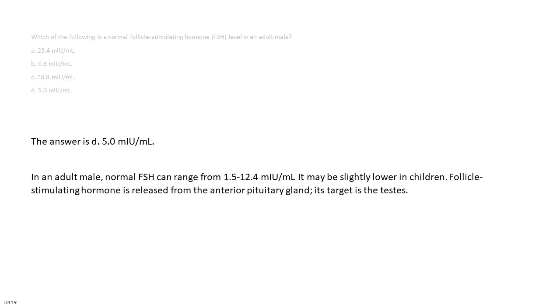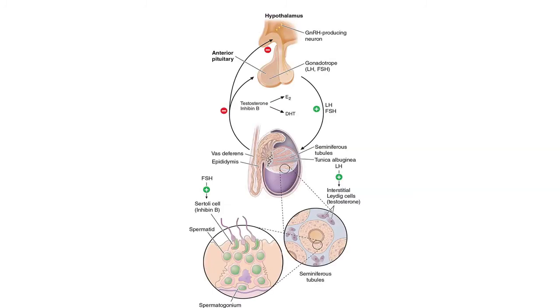The answer is D. 5.0 mA per milliliter. In an adult male, normal FSH can range from 1.5 to 12.4 mA per milliliter. It may be slightly lower in children. Follicle-stimulating hormone is released from the anterior pituitary gland. Its target is the testes.